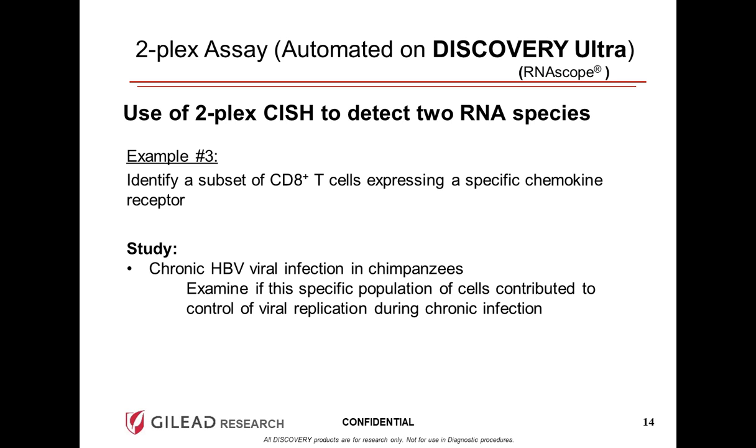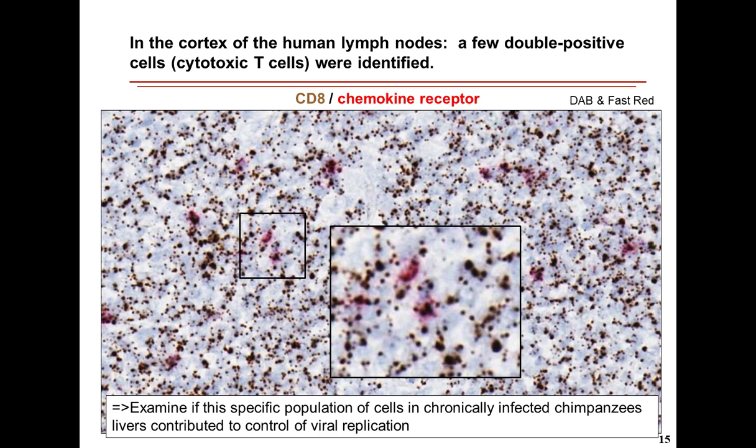We obviously don't do any research in chimpanzees anymore, so please note that these FFPE blocks were quite old, and we were still able to identify what we needed to identify using these blocks and also using the 2-plex in situ hybridization. So we wanted to examine if this specific subset population of cells contributed to the viral replication when you have a chronic infection.